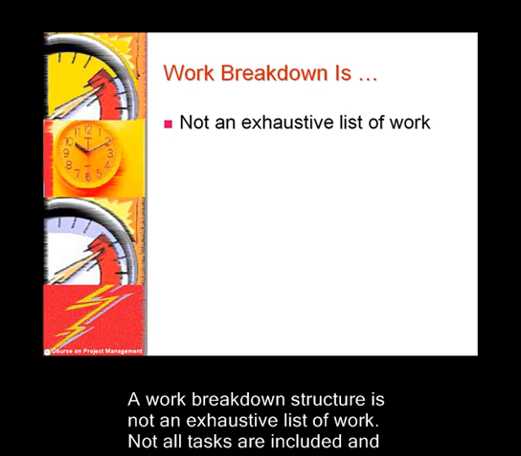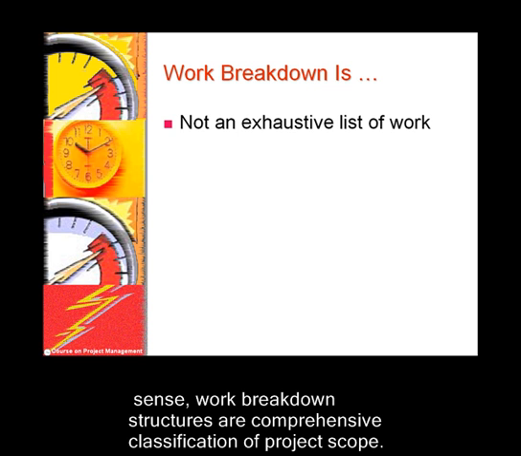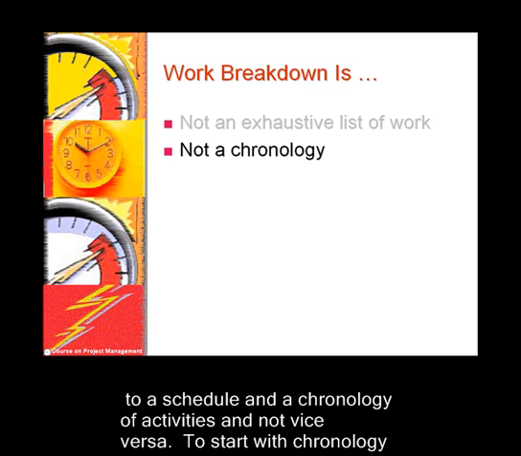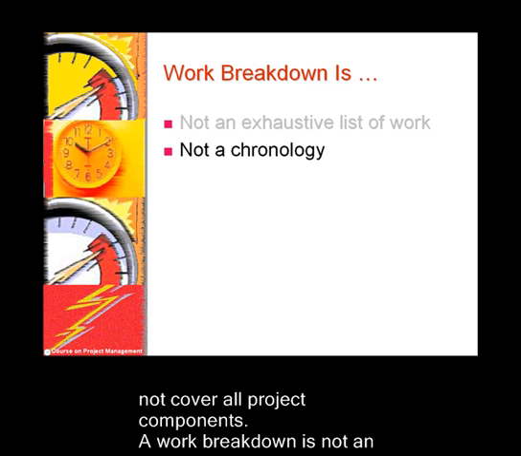A work breakdown structure is not an exhaustive list of work. Not all tasks are included, and level of detail is limited to what is necessary for the assignment of the work. In this sense, a work breakdown structure is a comprehensive classification of project scope. A work breakdown structure is not a chronological listing. Analysis of work breakdown leads to a schedule and a chronological list of activities, and not vice versa. To start with chronology is to put the cart before the wheel. It is counterproductive and may lead to plans that do not cover all project components.